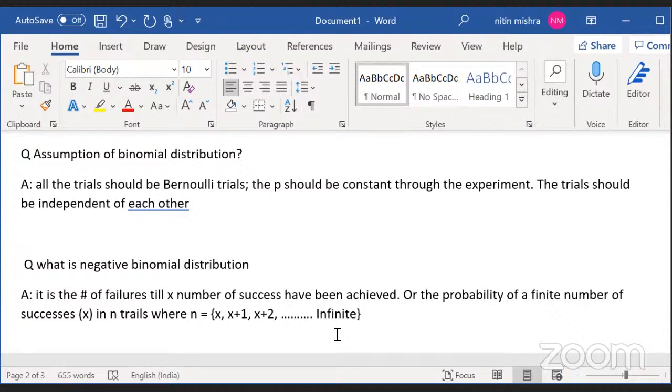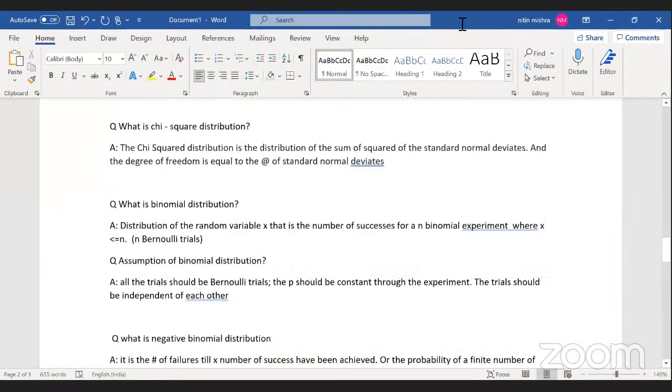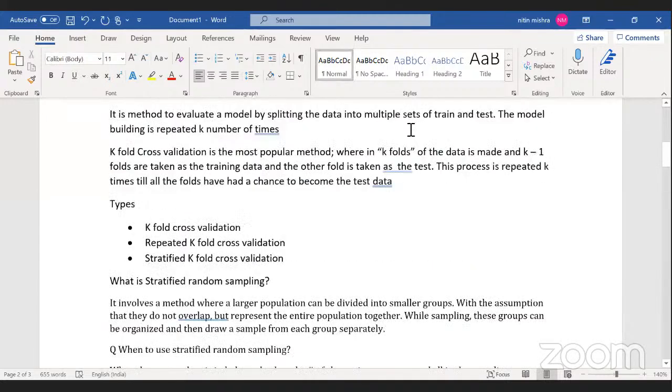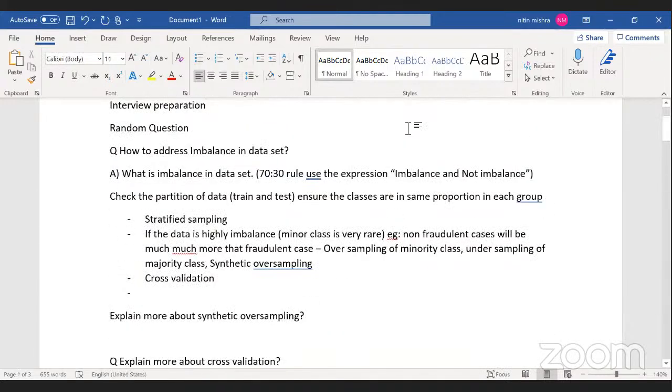Or the probability of a finite number of successes in n trials, where n can take the value x, x plus 1, x plus 2, so on and so forth till infinity. So that is essentially what we have. So today we restricted our discussion to the various distributions, and these are something that is important.